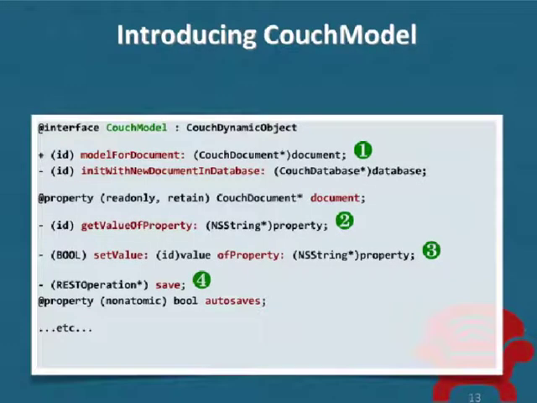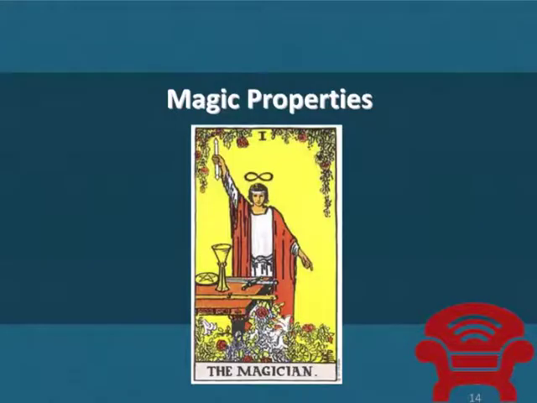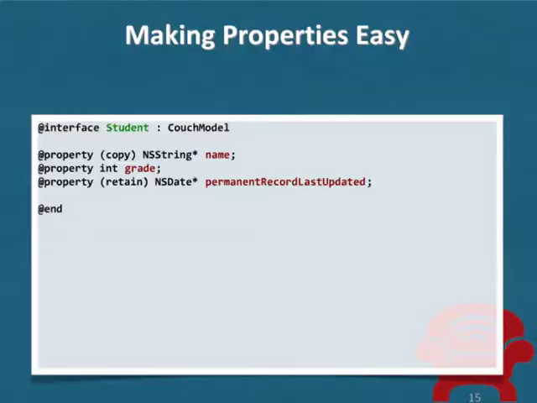But now I promised you these magic properties where you could define them using nice Objective-C property syntax, and it would do the work of converting them into objects for you. Let's go into that. So this slide shows what we want to be able to do. We want to be able to define some class we're calling Student, which inherits from CouchModel. I hope you can see that slide because it is not showing up in the right side of my window. The Student has a couple of properties that we've defined using the Objective-C syntax. It's got an NSString one called name, it's got an integer one called grade, and it's got one whose value is an NSDate called permanentRecordLastUpdated.